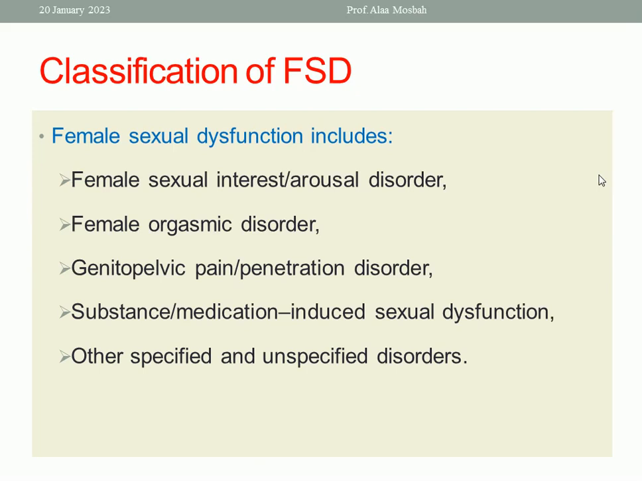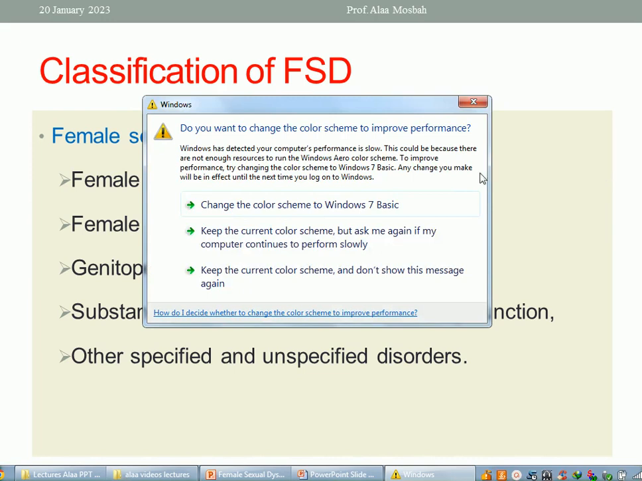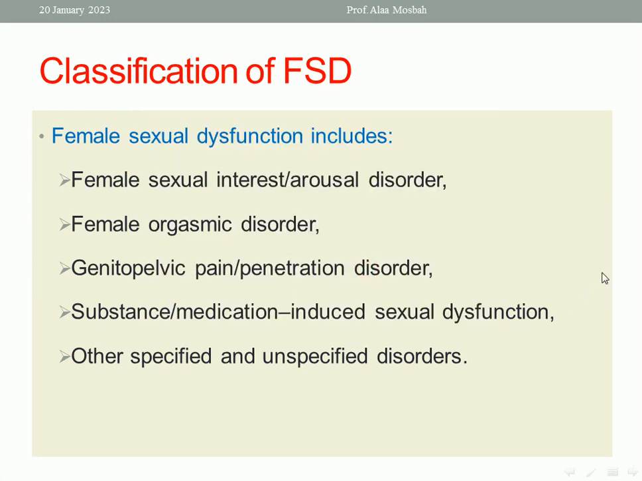Female sexual dysfunction includes these 5 categories: female sexual interest and arousal disorder, female orgasmic disorder, genital pelvic pain and penetration disorder, dyspareunia, the old name, whether superficial or deep dyspareunia, or other penetration disorder, which is painful intercourse. Dyspareunia means painful intercourse, or other penetration disorder. This is one category, genital pelvic pain and penetration disorder.